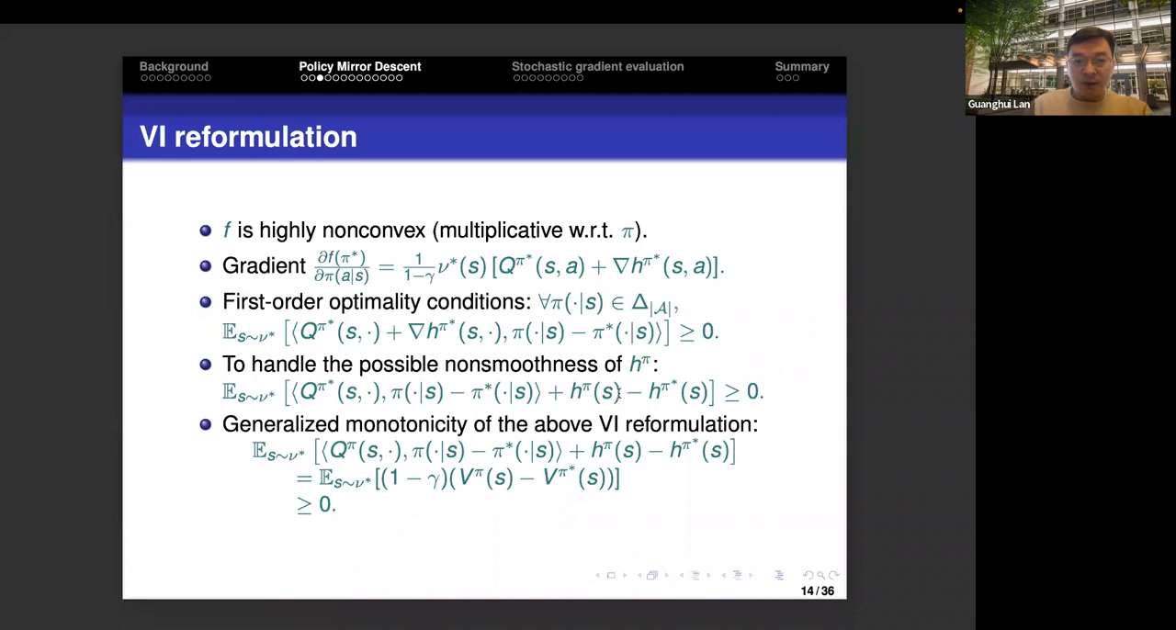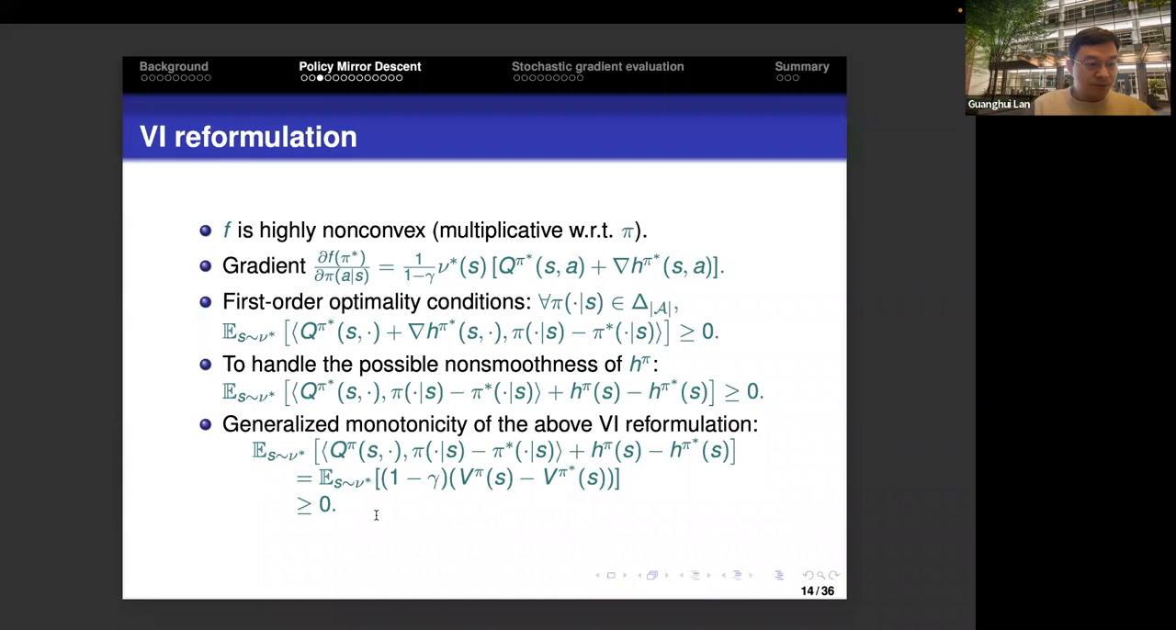It turns out that even though the objective function is non-convex, the variational inequality reformulation of the problem has some very nice properties. This operator Q_π, the Q function at π, satisfies a so-called generalized monotonicity. Basically, suppose for now your H(π) is zero, then Q_π times (π minus π*) is equal to (1 - γ) times (V function at π minus V function at π*), which is greater than or equal to zero. This property is called generalized monotonicity for VI. It is important for us to establish the global convergence of the algorithm we are going to develop, even though the original problem is non-convex.